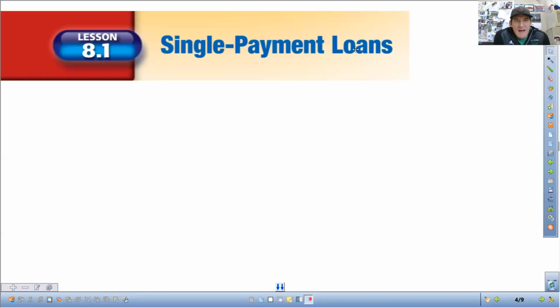All right, financial math classes. We are moving on from the checking and savings accounts. We're going to be talking about loans this chapter. So chapter 8 is all about loans.